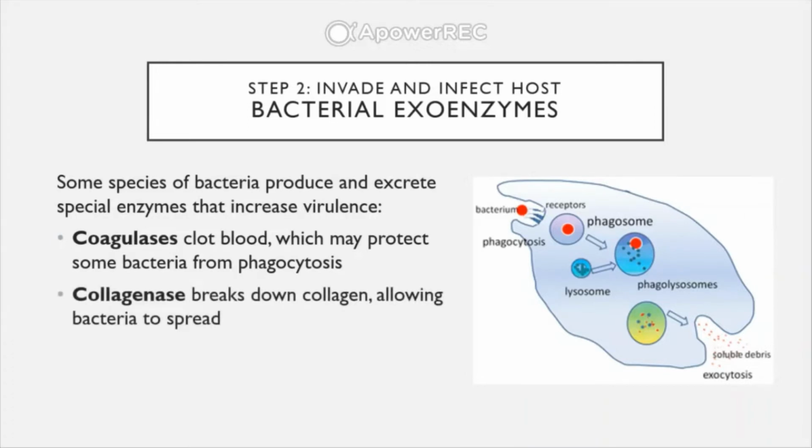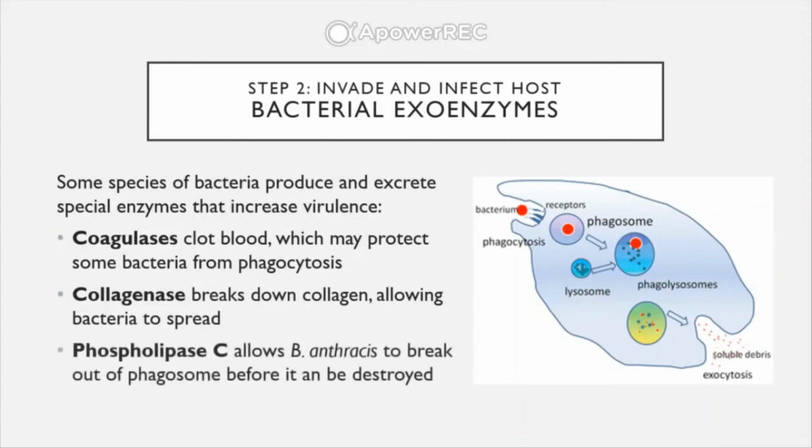Next is collagenase, which breaks down collagen and allows the bacteria to spread throughout tissue. And finally, we have here phospholipase C, which allows Bacillus anthracis to break out of the phagosome, which is essentially an organelle that destroys bacteria and pathogens. So it allows them to break free of that before they are destroyed.